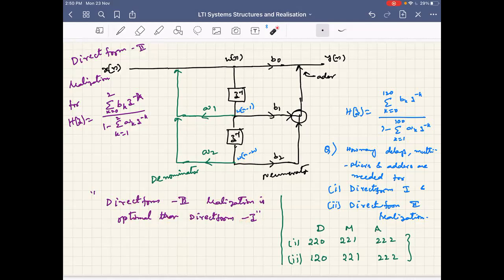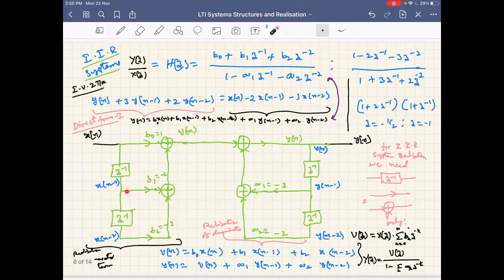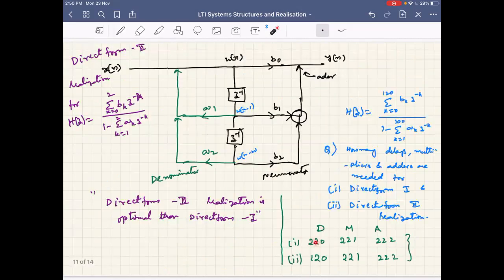To take an example, assume that we have H(z) with M equal to 120 and N equal to 100. In that case, how many delays, multipliers and adders are required for their realization in direct form 1 and direct form 2? Let us see. Direct form 1, what do you need? As you can see, this is the direct form 1 realization. It requires M equal to 120, which means 120 delays, and N equal to 100 means 100 delays. So 100 plus 120, that is 220 delays.